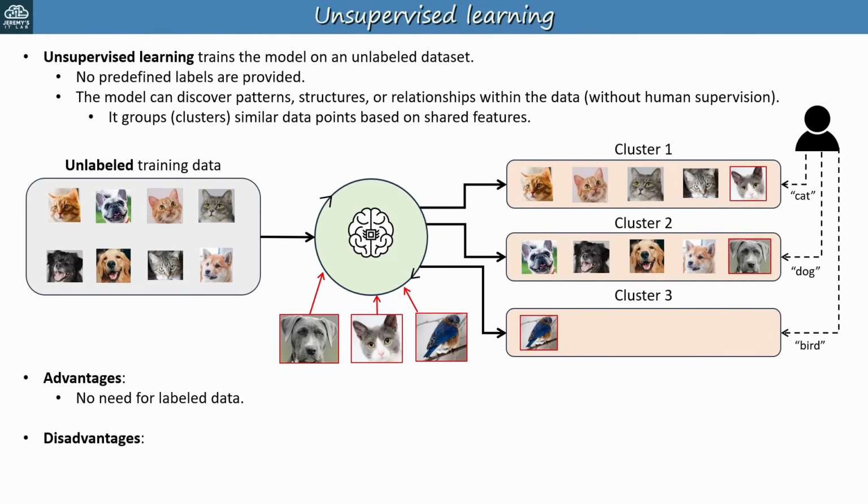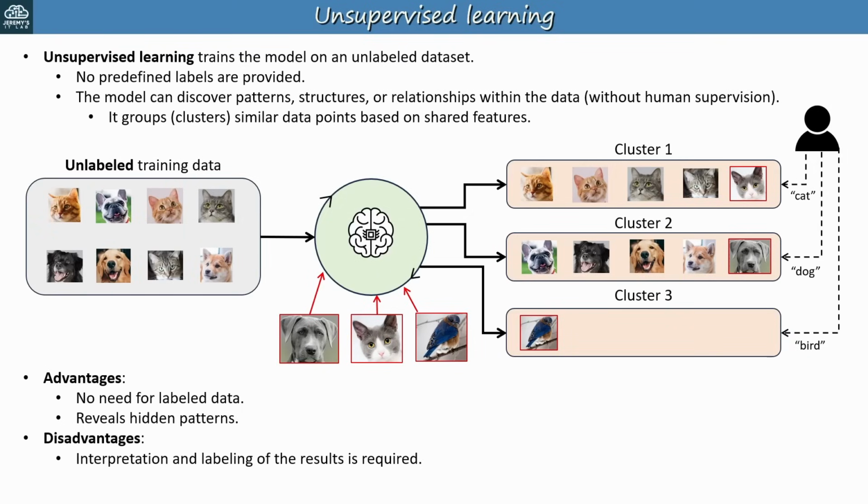One big advantage is that there's no need for labeled data, so that saves a lot of time and cost in labeling huge data sets. But interpretation and labeling of the results by a human is still required to make sense of the results. Another benefit is that unsupervised learning can reveal hidden patterns or structures in data that might not be obvious to a human. For instance, it might group customers based on purchasing behavior, even if no explicit labels exist.